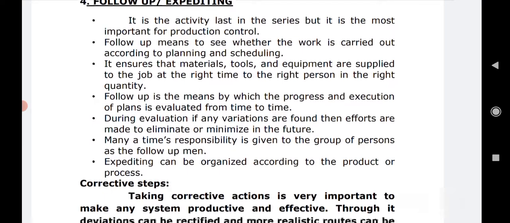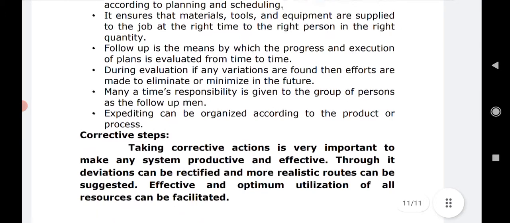Follow-up is the means by which we come to know the progress and execution of the plans, which is evaluated from time to time, right? Even during the evaluation, if any variations are found, then efforts are made to eliminate or minimize them in the future. Many times responsibility is given to a group of persons known as follow-up men, whose work is to see, check and take the follow-ups whether everything is being undertaken as per the desired plans or not, right? So expediting can be organized according to the product or the process decided by the company, right?